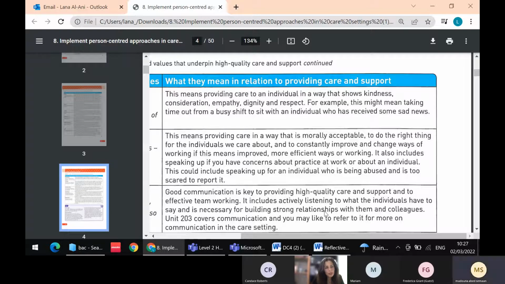So that means to do the right things. Yes, right things, individual care.